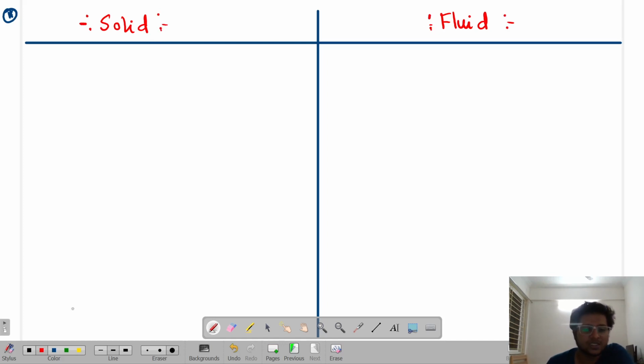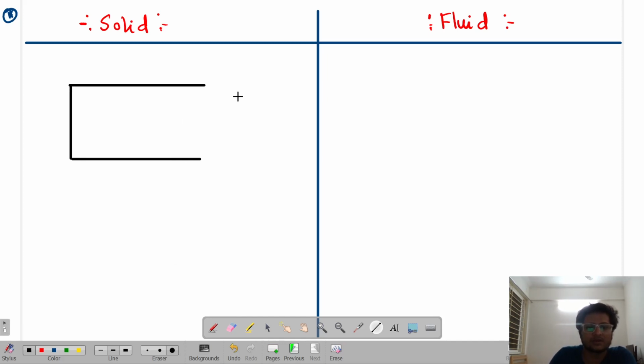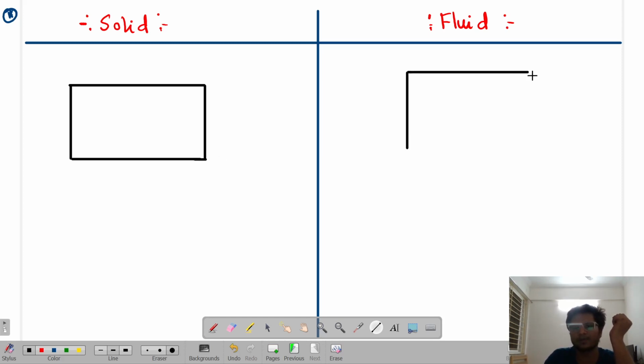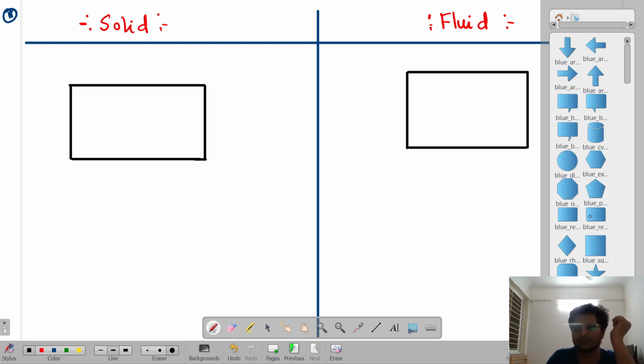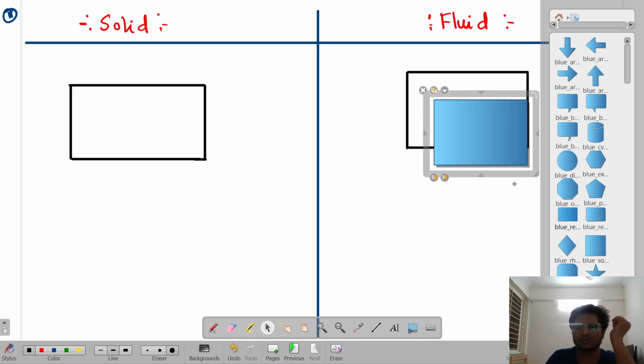Let's suppose I'm considering a solid, say any kind of geometrical shape. Let us suppose that this is our solid over here. And I'm also considering a volume of fluid, a region of fluid. Let's suppose this is our liquid over here. I can fill it up with this shape.